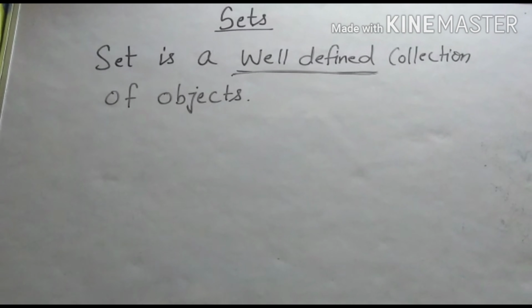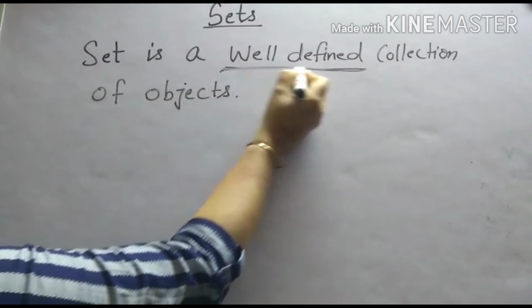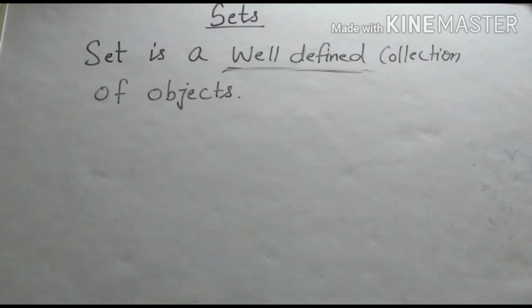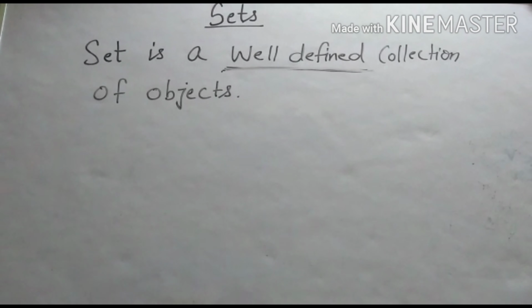Now what is a set? A set is a well-defined collection of objects. Now what do you mean by well-defined? Well-defined means that collection which does not vary from person to person. For example, if I'm asking about the collection or set of class 11th A boys, this collection is a set because it does not vary from person to person.